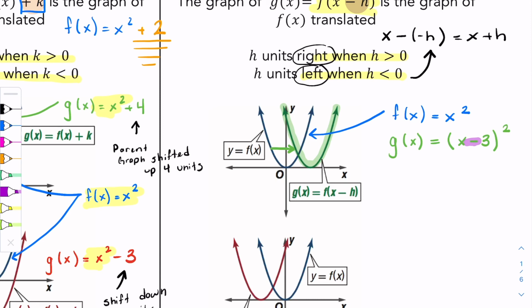But that is not true, because if it was plus 3, that means it would technically be what I did up here, x minus negative 3. So, you have to think of the opposite. This right here is a shift to the right 3 units.